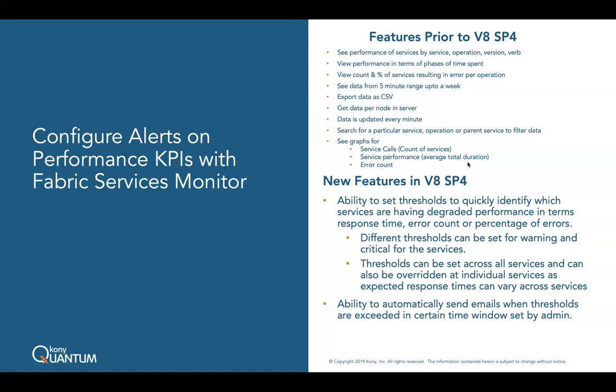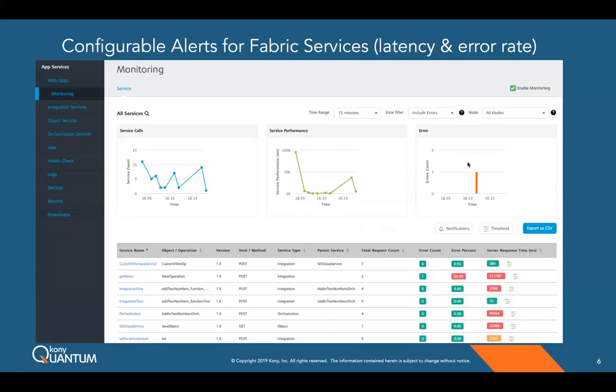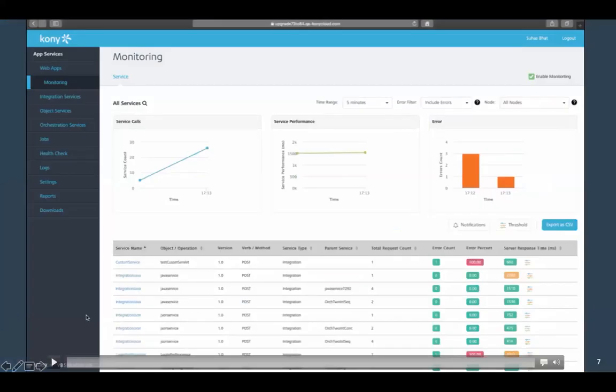So you can set these kinds of thresholds, and when a certain threshold is exceeded, you can automatically trigger sending emails so that the appropriate personnel are notified that this is happening. We'll look at a video of how this configuration is done, how the alerts are sent, and how the mail looks.